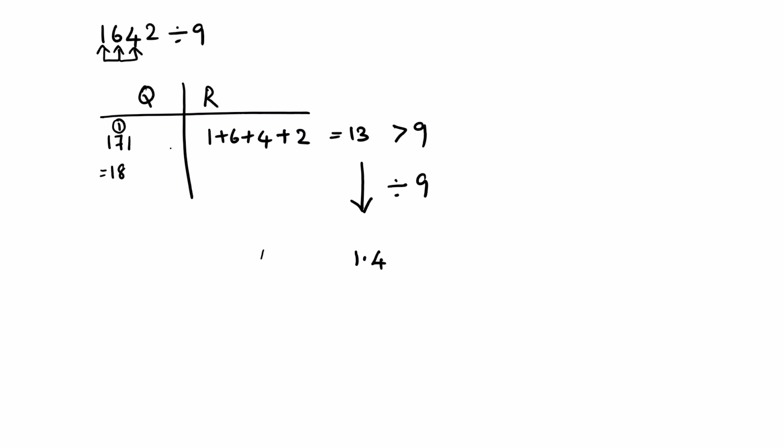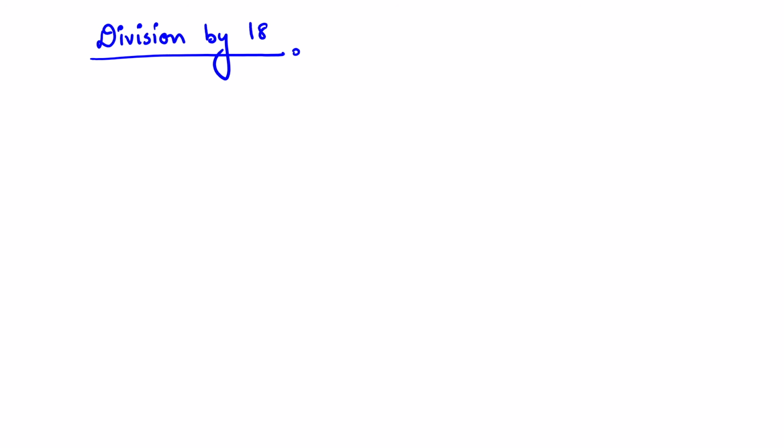So you get 181. Now what you have to do is, you have to add this 1.4 with 181. So the final answer is 182.4. This is how you do division of a 4-digit number. Now let's see how to divide by 18. For this you have to know the relation between 18 and 9, because we are not going to use any new method for dividing by 18.